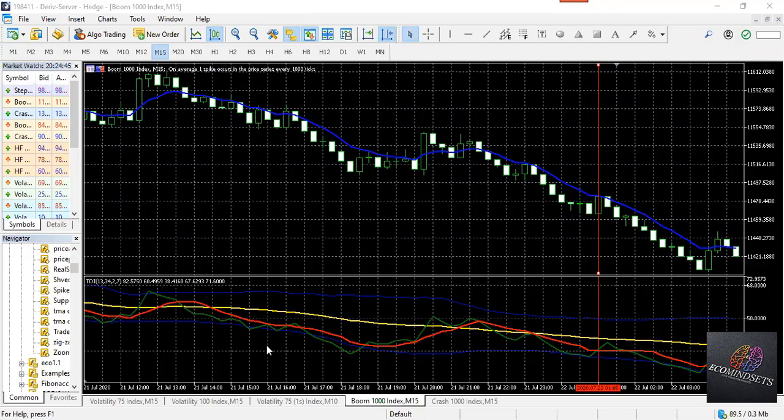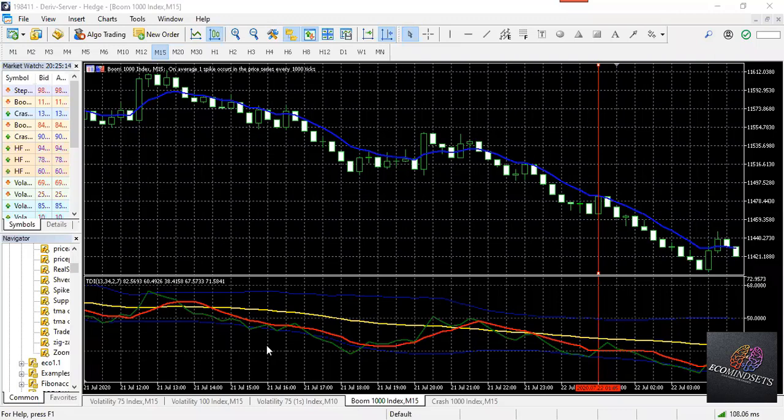Here the exit is simple. Our exit is one 15-minute candlestick. As I said, the entry is on 15 minutes, once the 15-minute candle also closes above or below. Please, we are using this strategy in accordance with the normal trend of boom and crash. So we are only looking for selling opportunities on boom, and buying opportunities on crash 1000 or crash 500.